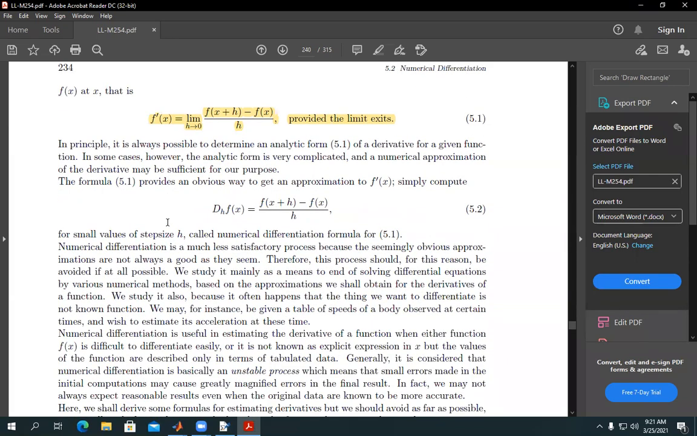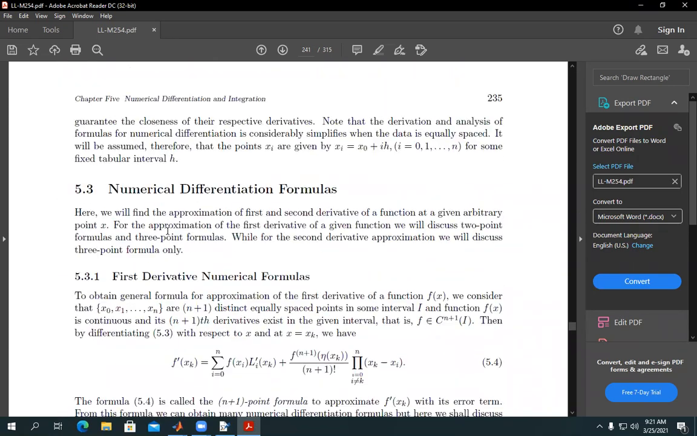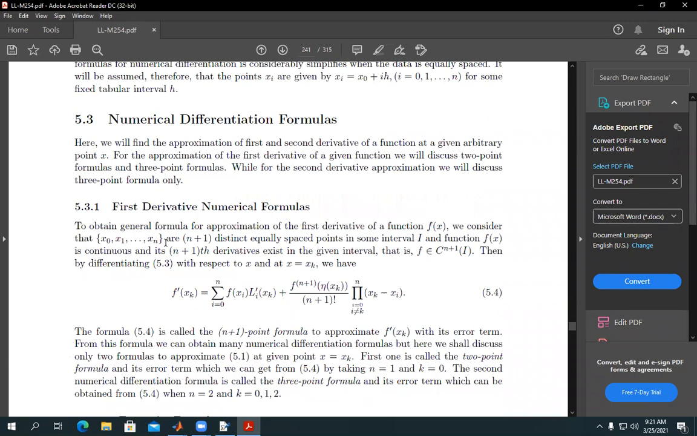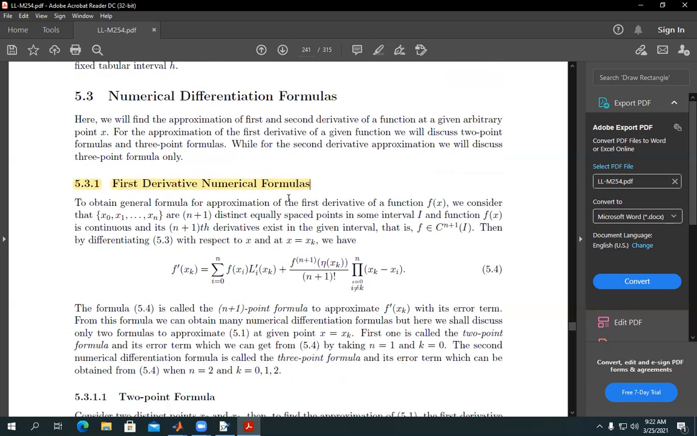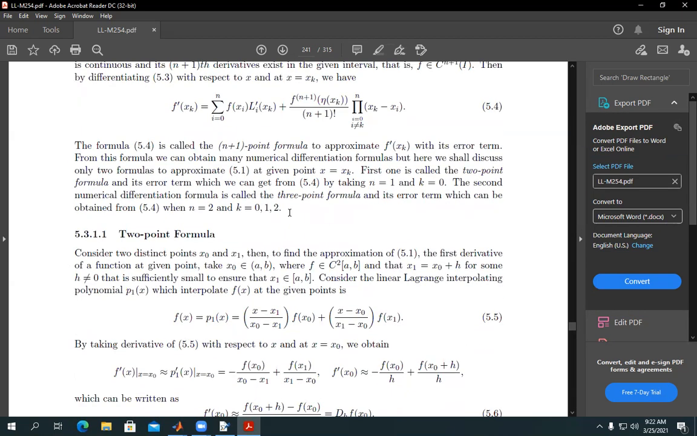And for this, we have to use a numerical rule. Many numerical rules for numerical differentiation are available, but we use two rules, and we will also look for the approximation of the first derivative and the second derivative in this part of the chapter. First, we look for the approximation of the first derivative of the function at the given point. And for this, we have to use two rules.